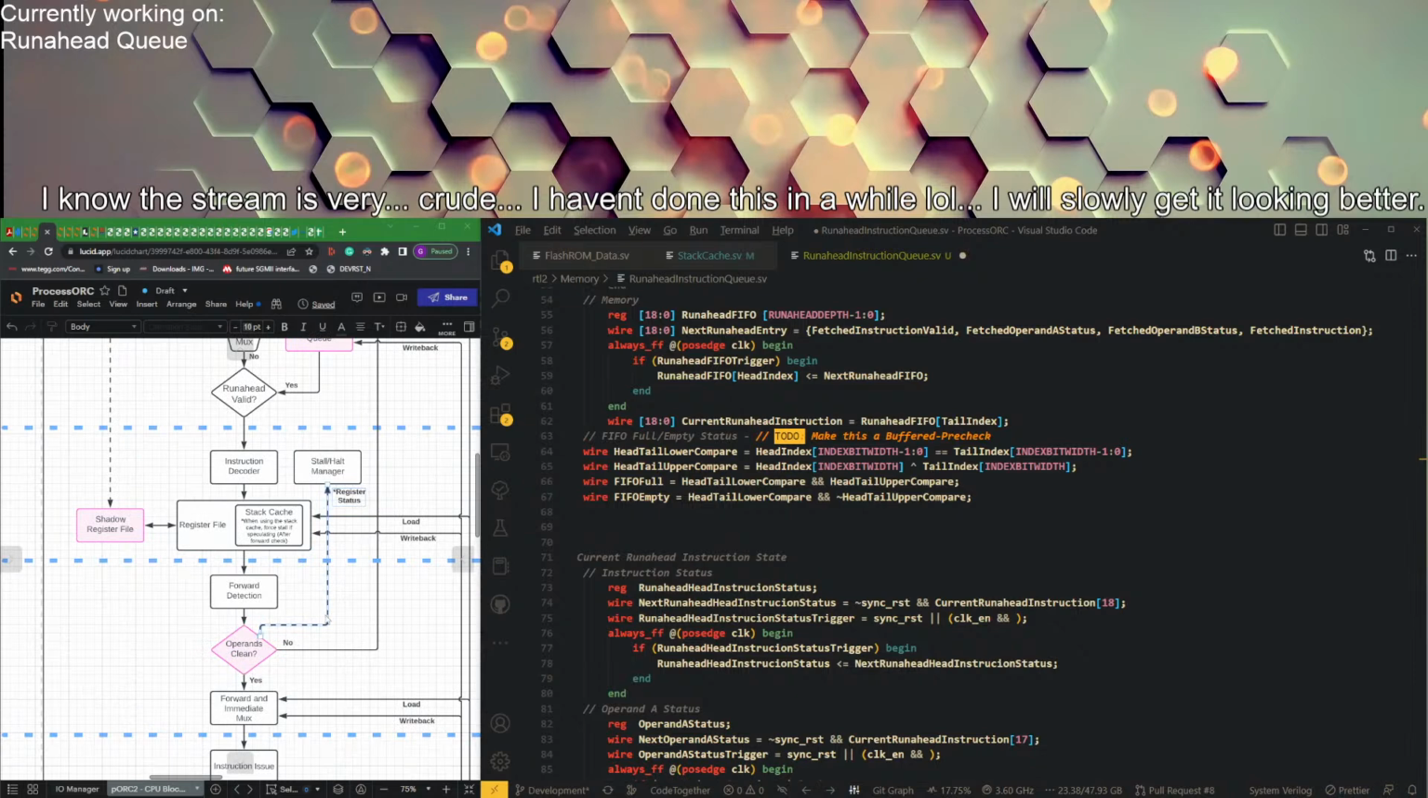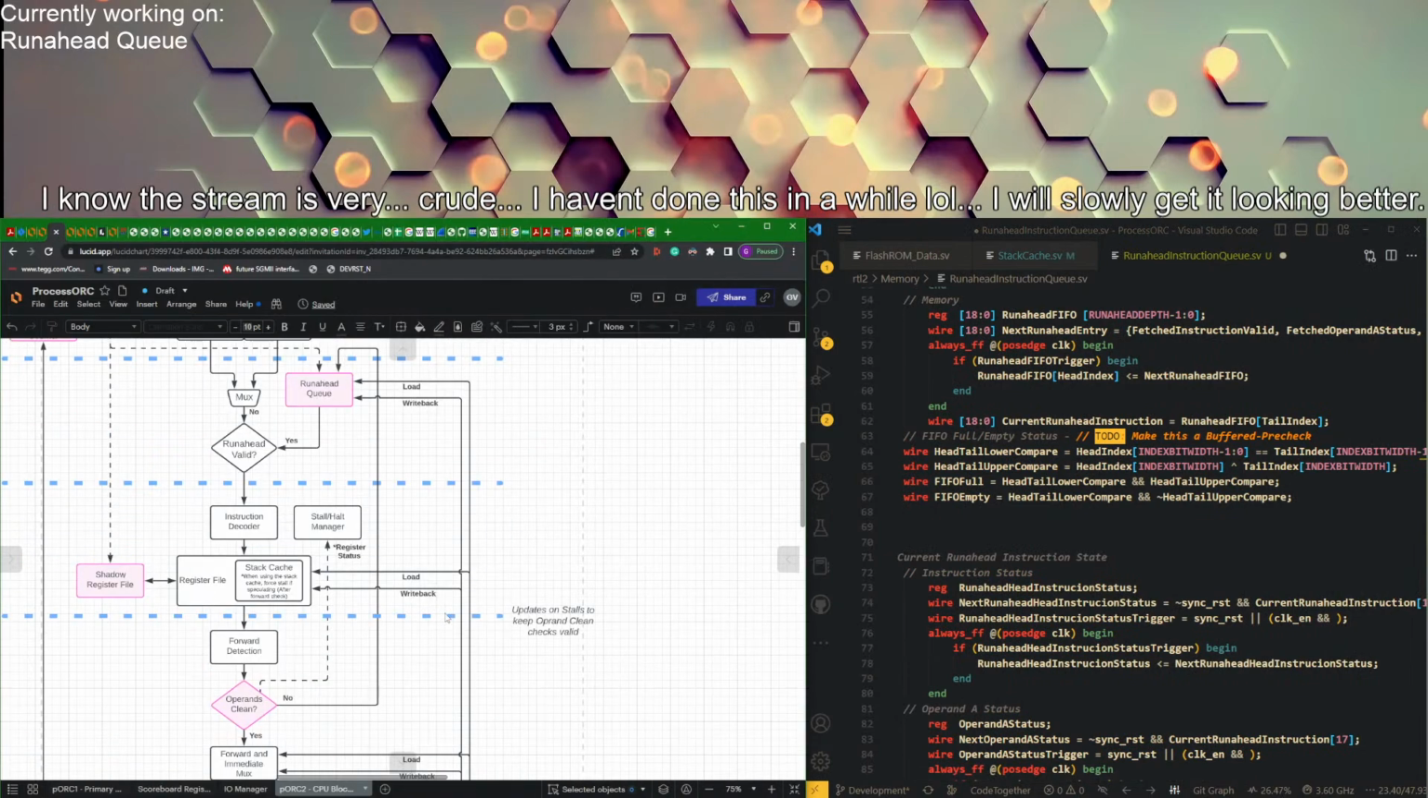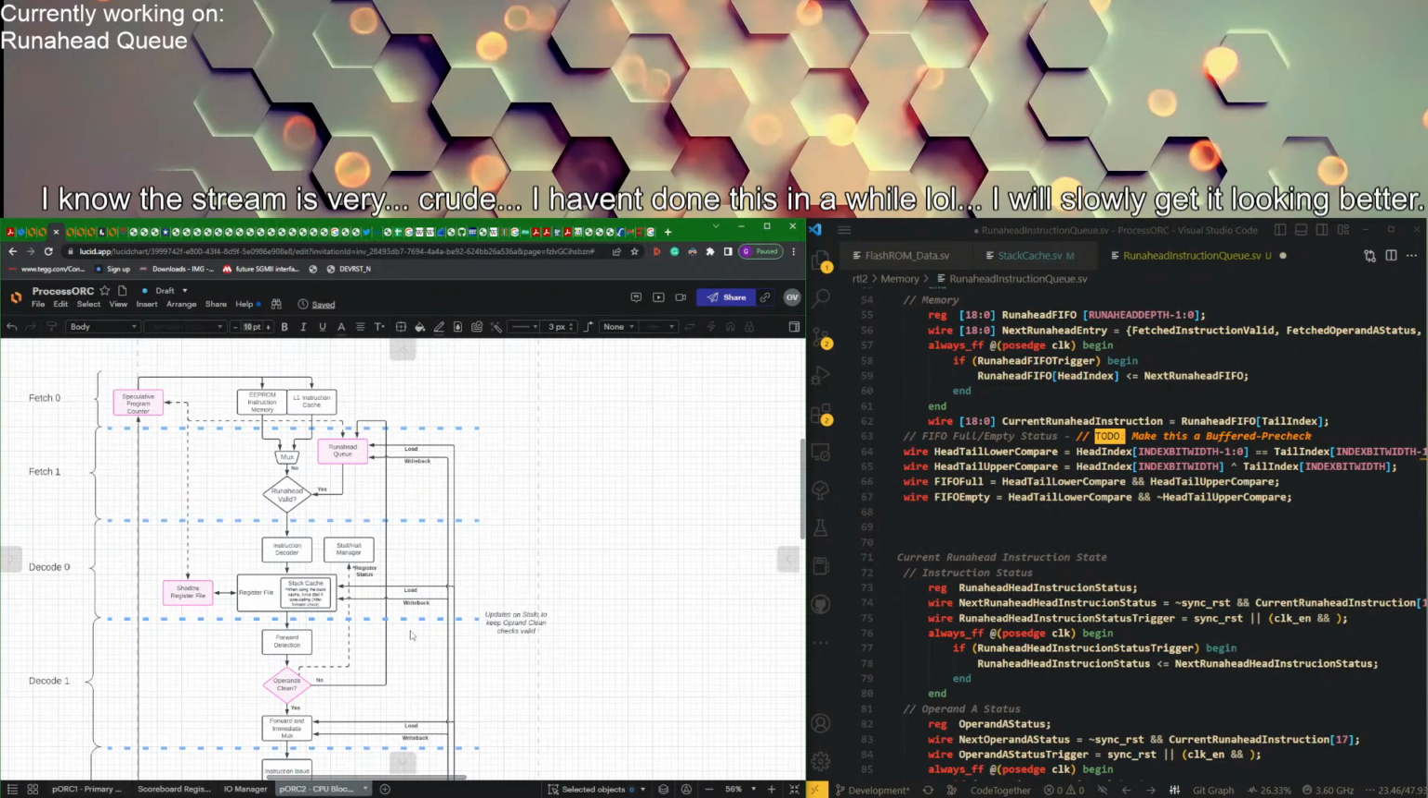I think I have to readjust this pipeline. I don't think this works. Not in the way that I want it to cleanly.